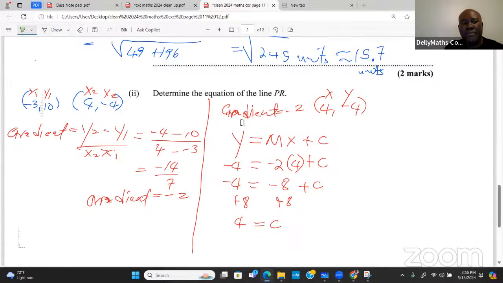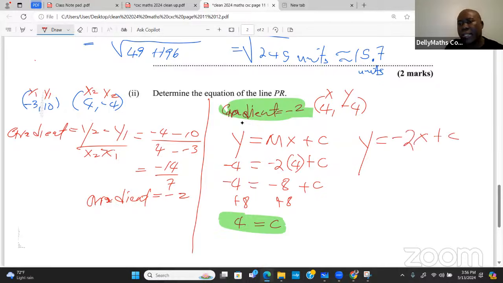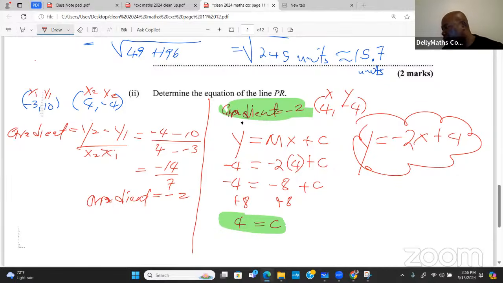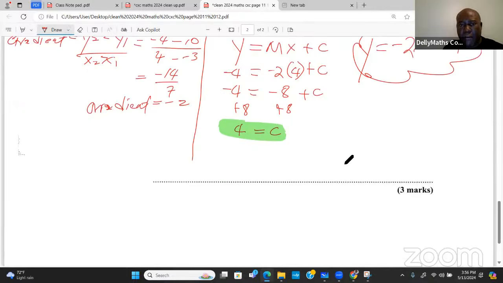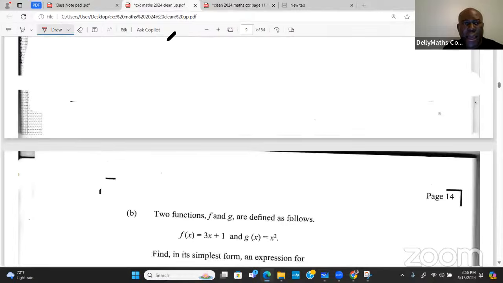So if I have my gradient and if I have my y-intercept, then easily the equation is going to be y equal to my gradient beside the x and my y-intercept right here. So the answer is y is equal to -2x plus 4, right? Have that and we're good. Doesn't get harder than that.